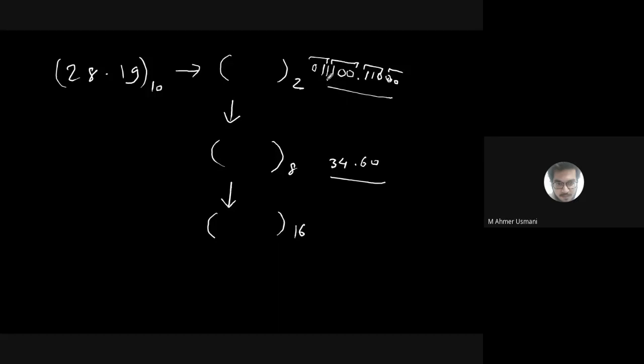So what will come in hexadecimal? This is 4, this is 4, this is 4. So this is 1. 8 plus 4 is 12, which is C. So the answer is 1C.C0 in hexadecimal. Are you getting this as the answer? Yes, sir.